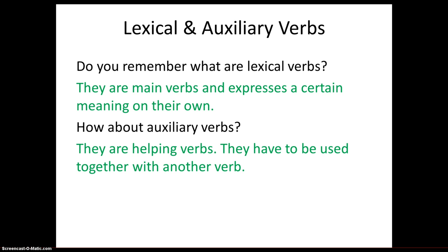For example, what helping verb did we learn the previous time? We have "has done." The word "has" is an auxiliary verb. We have the word to be, "is doing her homework." "Was eating his dinner." So "was" in this way is used as an auxiliary verb.